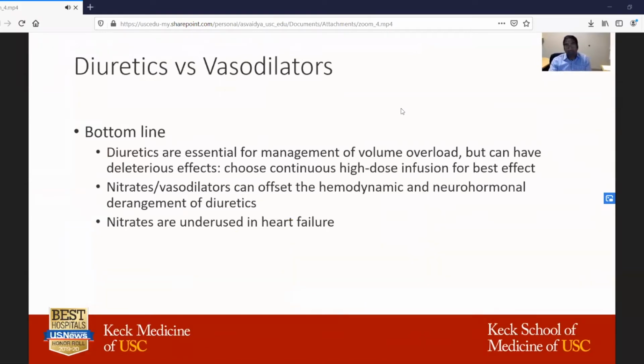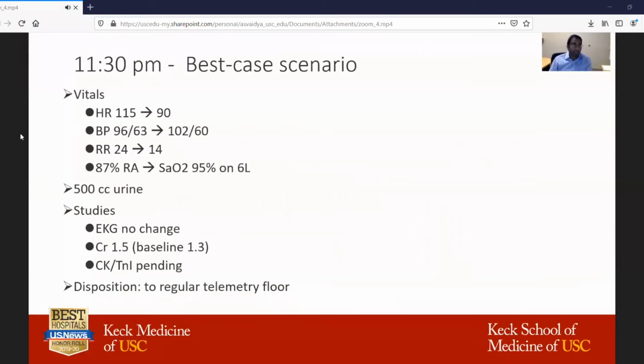Diuretics are essential for the management of volume overload, but have deleterious effects. So choosing high dose continuous infusions really results in the best outcome in terms of rapid volume removal. But nitrates and vasodilators can help offset some of the hemodynamic and neurohormonal derangements that are seen with diuretics. And as you guys will see from practice, nitrates are important, but an underused tool in the treatment of acute heart failure. So let's go back to our patient.